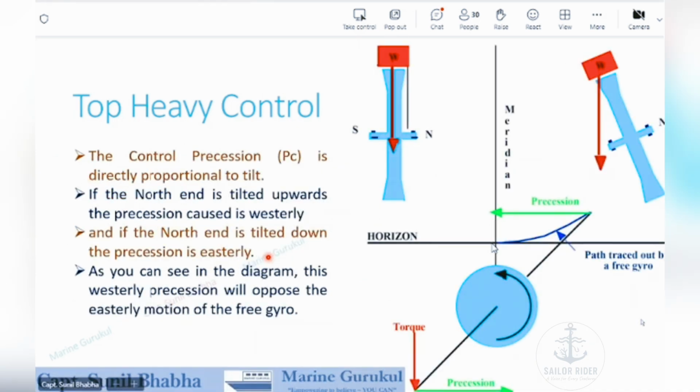Now in this diagram you can see the horizon. The horizontal black line represents the horizon and the vertical black line represents the meridian.